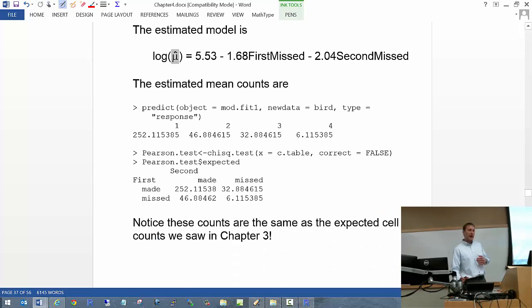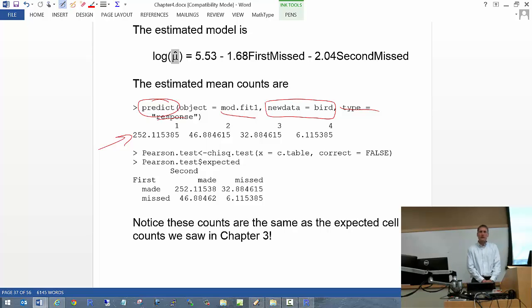What will then be the estimated mean counts? In other words, what does this model say the mean counts would be for each of the cells in that contingency table? Again, we can use the predict function. I say object equal mod.fit1, my new data is simply whatever I had observed previously, and type equal response. Here are the estimated cell counts. For the 1,1 cell, I estimated 252.115.